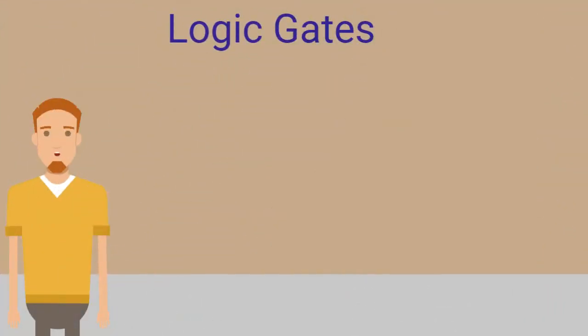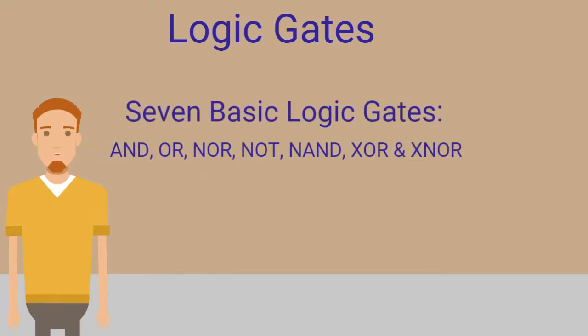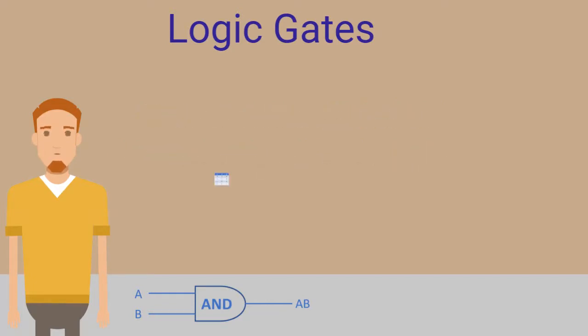The central processing unit then uses logic gates to make decisions. There are 7 basic logic gates. As a way of an example, let's look at the AND gate. There are 2 inputs producing 4 possible outcomes. These results can be put into a truth table.